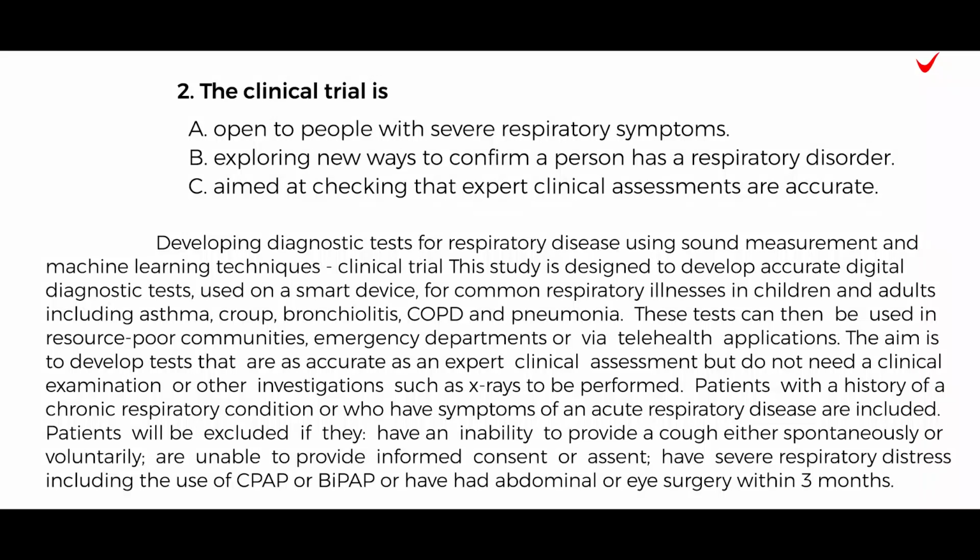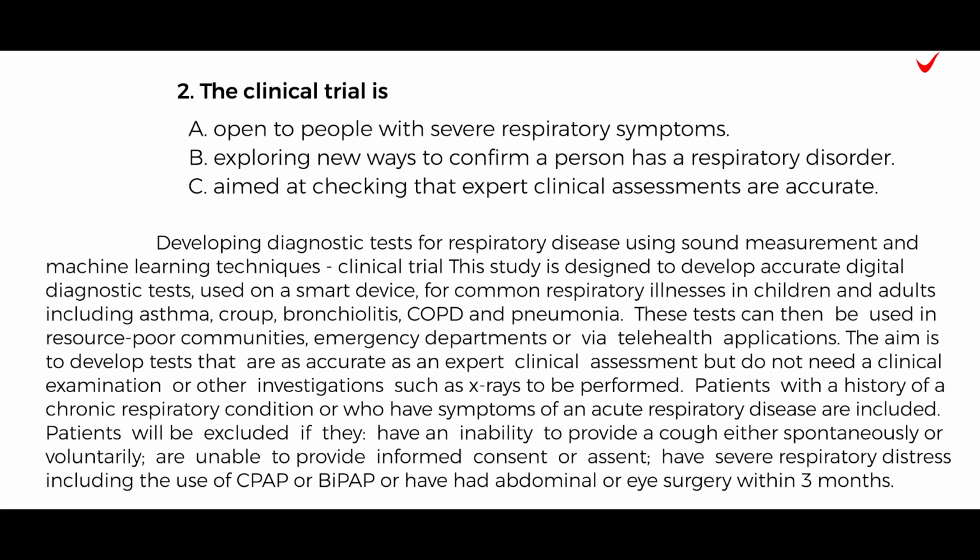There is one more option. So let's go through that option as well. The clinical trial is aimed at checking that expert clinical assessments are accurate. This option has got some words which are matching with the words in the paragraph. The exact same line which I have read for the second option, which was option B. So it says the aim is to develop the tests that are as accurate as an expert clinical assessment. So it has got some kind of resemblance, but the entire idea is different there.